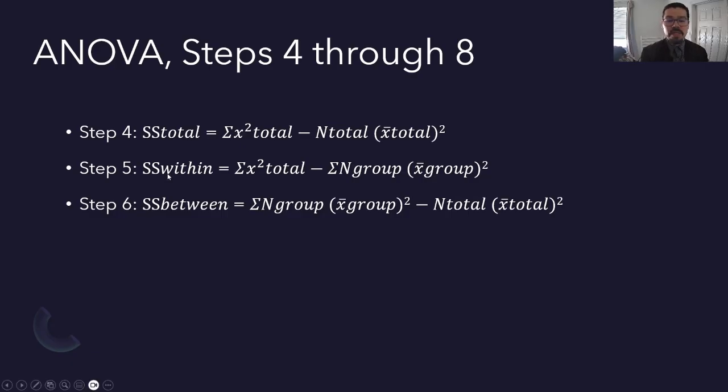Then we're also looking at the sum of squares within. What is happening within each particular group? And then we're looking at the sum of squares between, where we are looking at what is the interaction that is happening between each of the groups that we have.